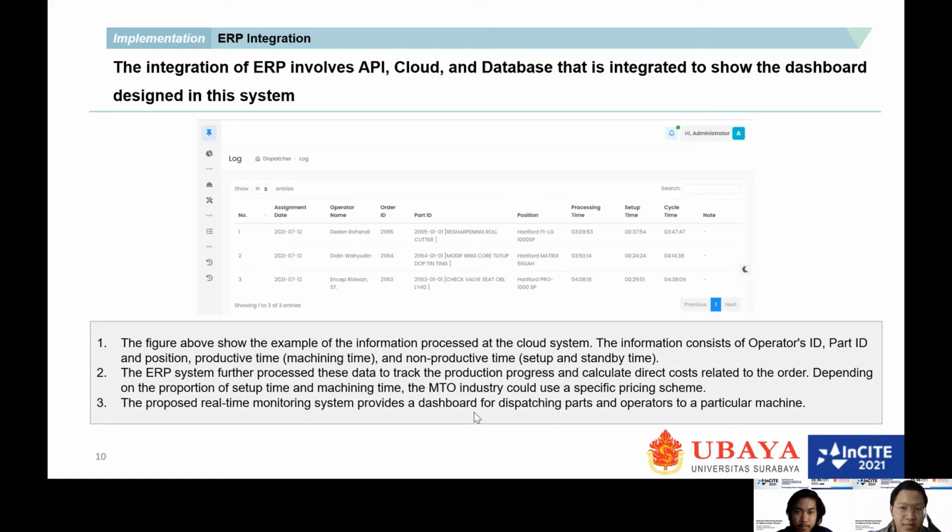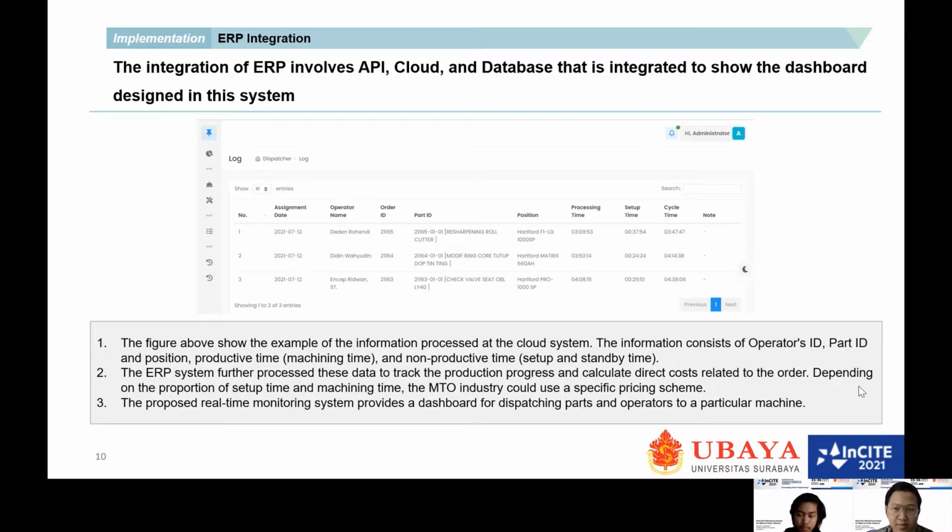The integration of ERP involves API, cloud, and database that are integrated to show the dashboard designed in this system. The dashboard visualizes information that consists of operator's ID, part ID, and position, productive time, and non-productive time. Applying two types of sensor, first contact relay or current sensor for machines, and second RFID for operator and part, enables identifying machine productivity and operator productivity. Machine and operator are critical resources in MTO.